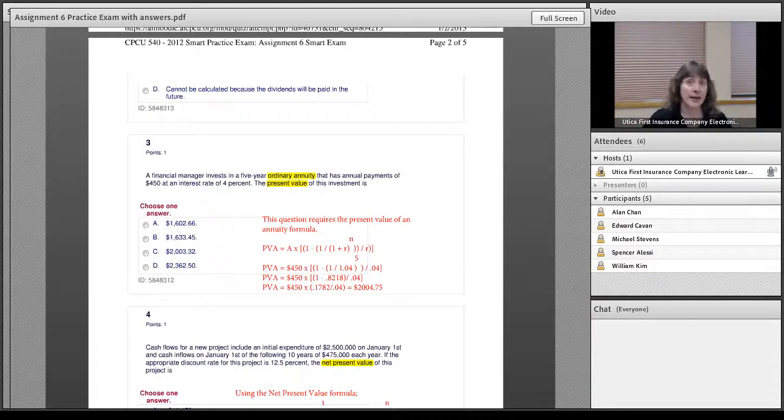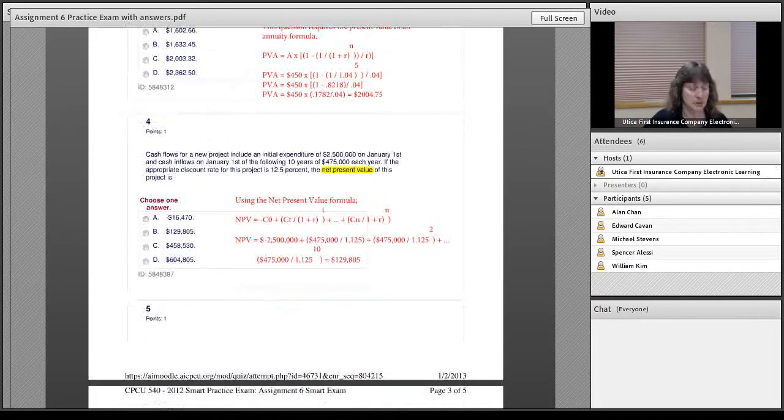I'm trying to highlight here the keywords that clued me into what formula to use, and you should be going through the same exercise when you see these questions. Question 4. So did I tell you that the answer is C from slide 29? Okay. Question 4.